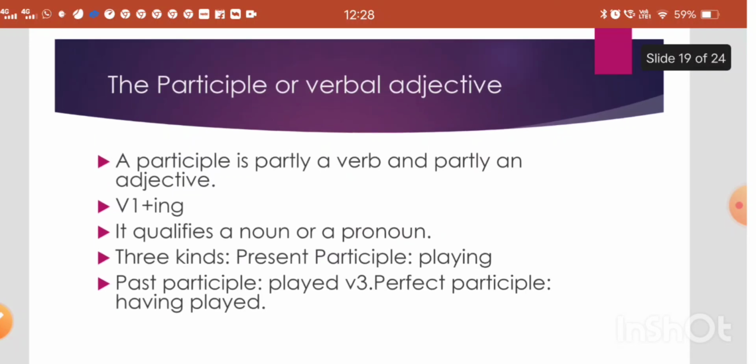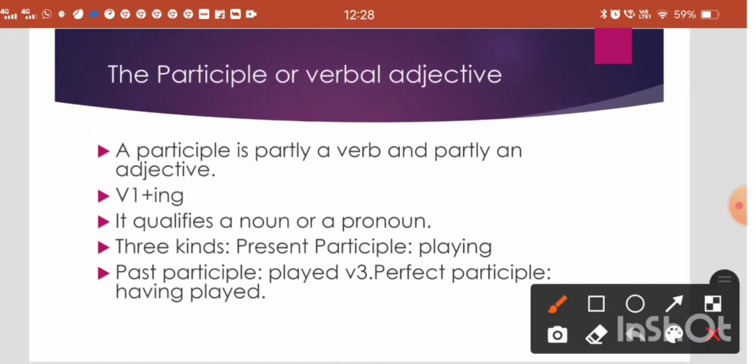Next important in non-finite is participle. Participle is also known as verbal adjective. It is formed by adding ing to the first form of the verb, so verbal, but it functions as an adjective. What is the function of an adjective? An adjective is a describing word. It describes or qualifies a noun or a pronoun. So participle is partly a verb and partly an adjective. It's clear. It is formed by adding ing to the first form. It qualifies a noun or a pronoun. That's why it functions as an adjective.